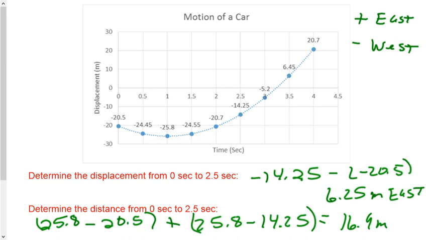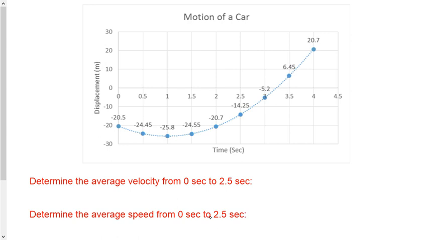Okay, let's continue. Determine the average velocity from 0 to 2.5 seconds. Well, my average velocity again will be displacement divided by time. So 6.25 divided by 2.5, and that is going to equal 2.5 meters per second east.